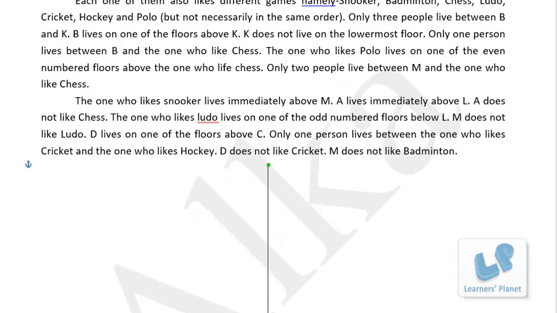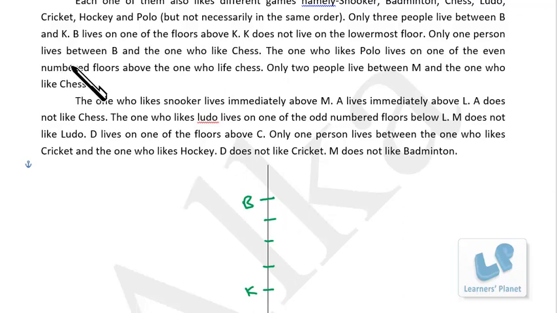Now let's see. Only 3 people live between B and K. But B lives on one of the floors above K. So precisely B, then 1, 2, 3, and then K. Because B lives on one of the floors above K. Now K does not live on the lowermost floor. That means 1, 2, 3, 4, 5 people are already done. Now for 6, maybe one person is there below K, or 2 persons are there below K.